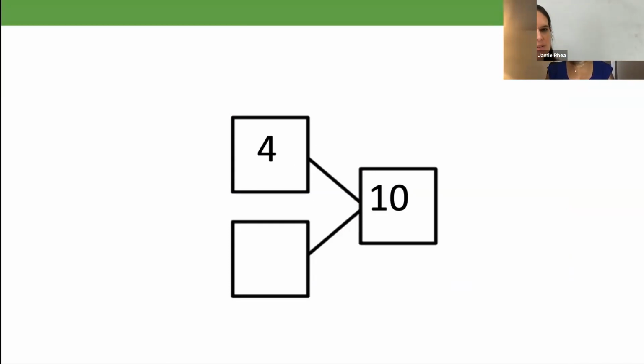Okay, so I'm going to pause it for a second. We know that 10 is our total and 4 was one part. So I can say 10 minus 4, and we said equals 6. Now, how can I write my other one? I'm just going to flip these two around. So instead of saying minus 4, I'm going to say 10 minus 6 equals 4. Let's see if we're right.